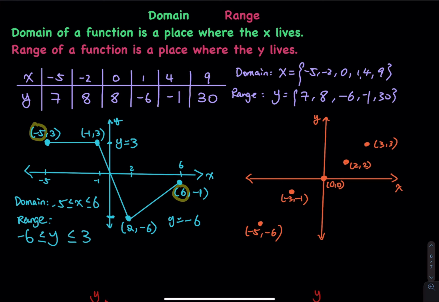So domain from -5 all the way to 6. So x is between -5 and 6. You use an equal under the less than, because at -5 there is a solid dot, at 6 there is a solid dot. And then the range, the biggest is y equals 3, the smallest is y equals -6. So we write y is between -6 and 3. In this compound inequality, we have small numbers on the left, big numbers on the right.